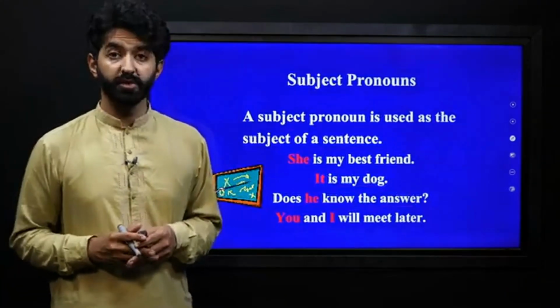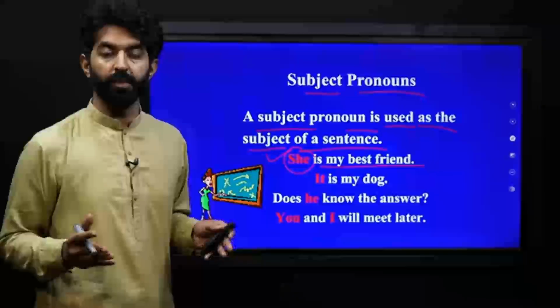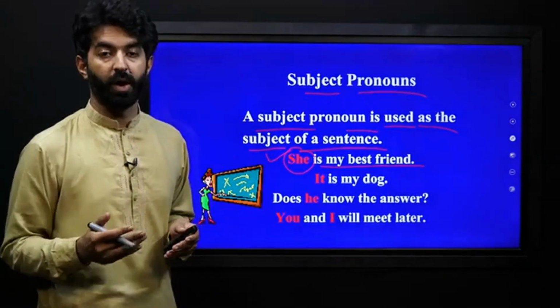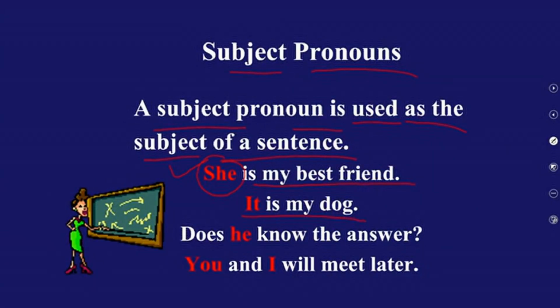Let's talk about subject pronouns. A subject pronoun is used as the subject of a sentence. For example, here, "She is my best friend." She is a subject pronoun. It replaces the name. It could be any name, but we replaced it, obviously, with she, as it is talking about a female. Now here, "It is my dog." Instead of naming the dog, we used it. We replaced it with the pronoun it.